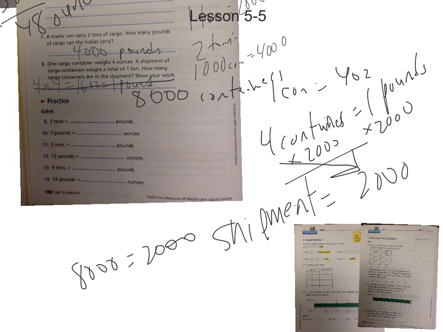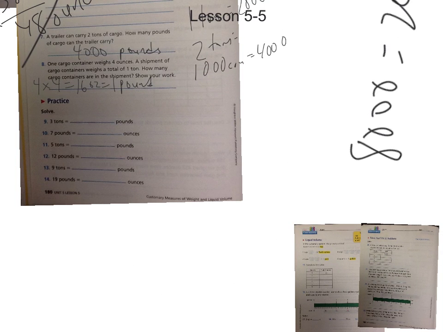So a lot of steps to it. Maybe you can figure out a different way, but if you had 8,000 containers and each container was only 4 ounces, you're looking at 8,000 divided by 4, which is 2,000. So a lot of steps, a frustrating question, but it would be 8,000 containers. So I'll move that out of the way.